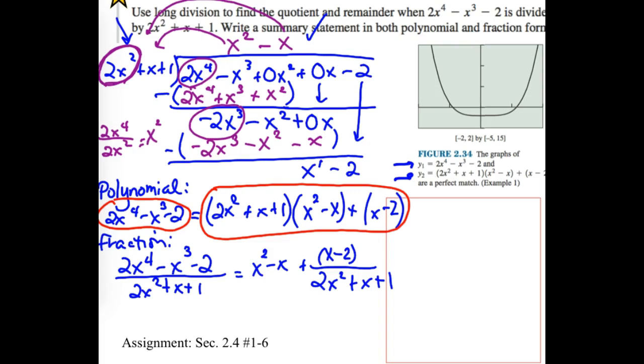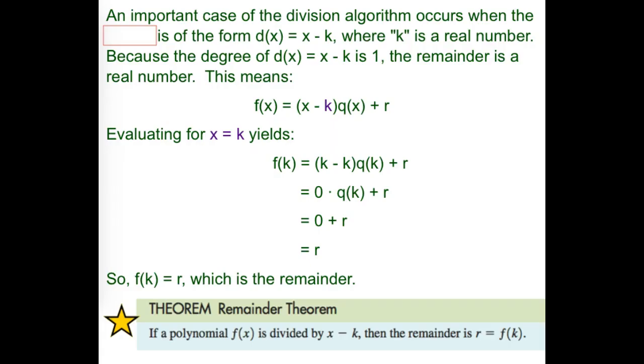All right, we are going to continue. I know it has an assignment written there, but that was for when we had a real short hour. So we're going to keep going. It says an important case of the division algorithm occurs when the divisor is of the form x minus k. All right, so we have a nice linear divisor, and k is just a nice real number. Based on the degree of d of x, the degree is 1, so the remainder would have to have degree 0. It has to be smaller than that, which means it would just be a plain number. Okay, so we have our original polynomial. We're dividing by x minus k.